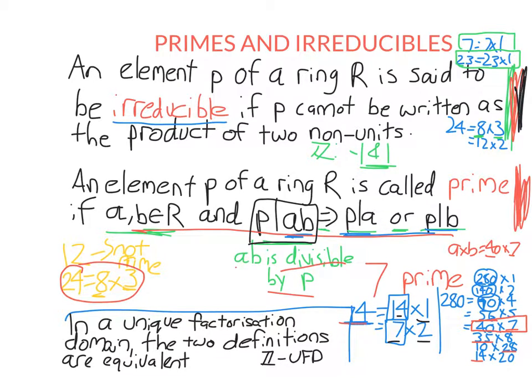But what I want you to get out of this video are the two definitions that are before you, irreducible and prime. I want you to understand them, and I want you to understand that those definitions are equivalent in a unique factorization domain.